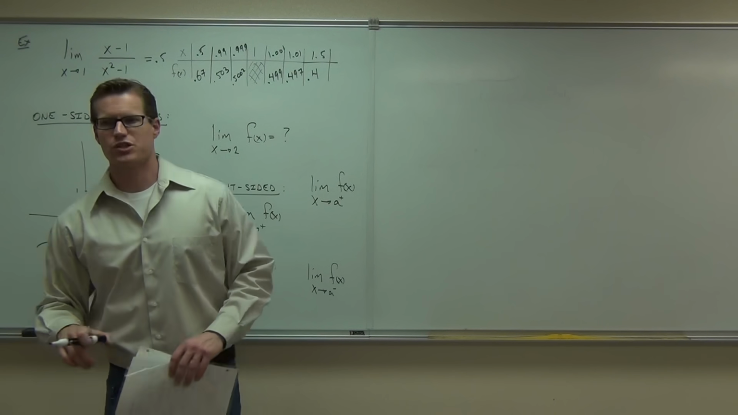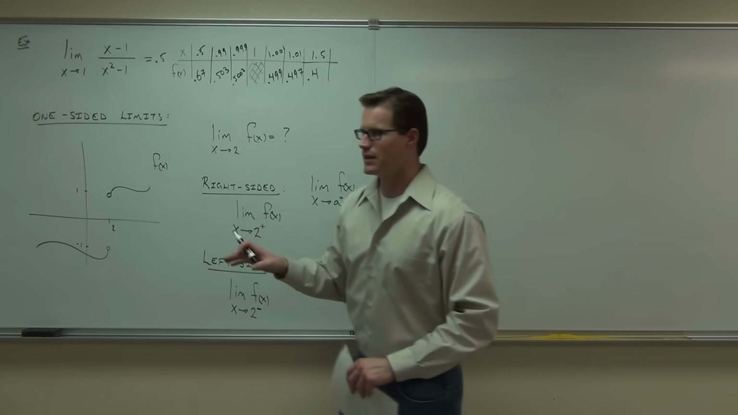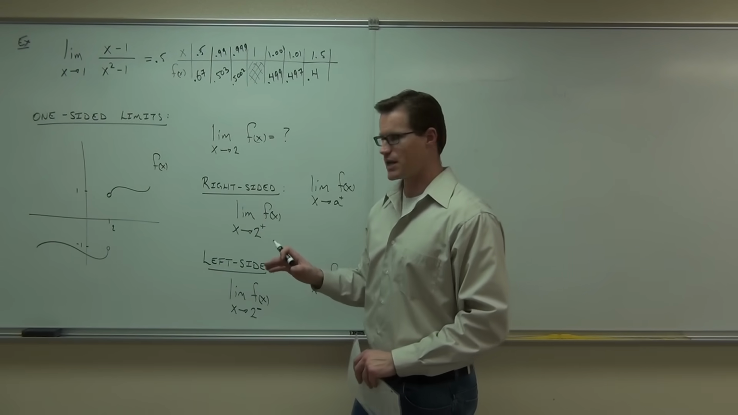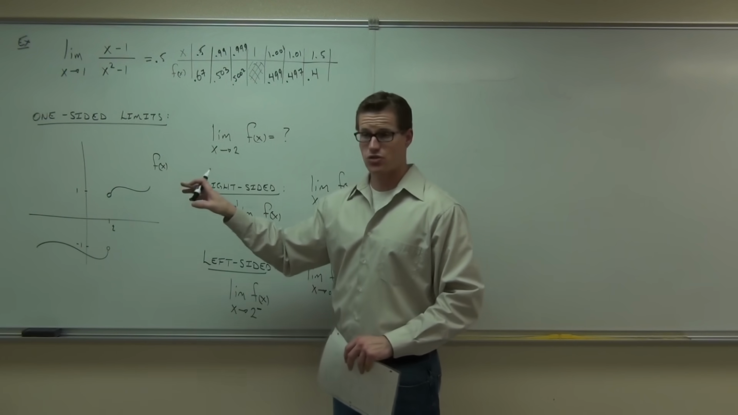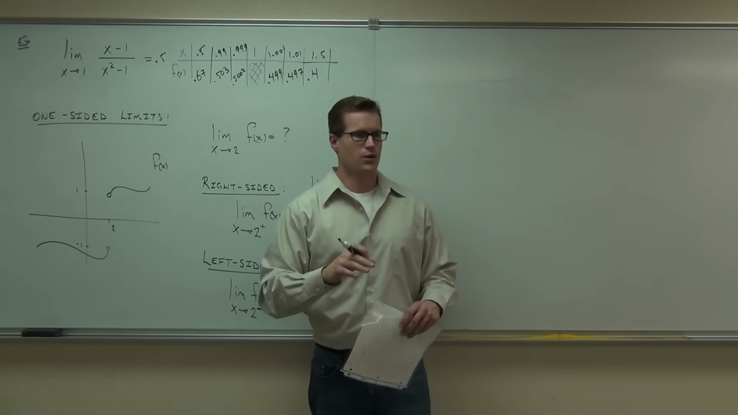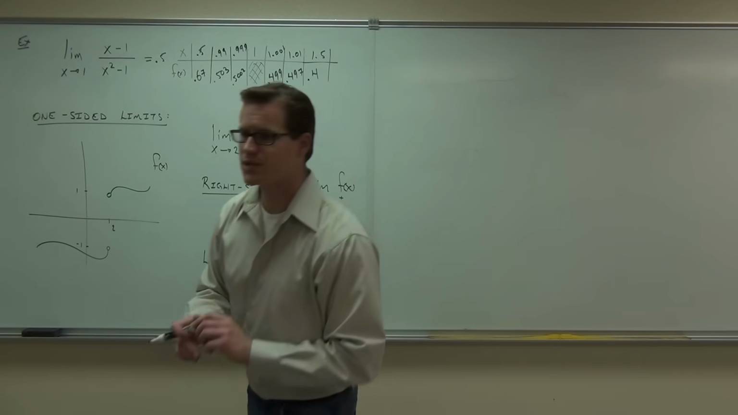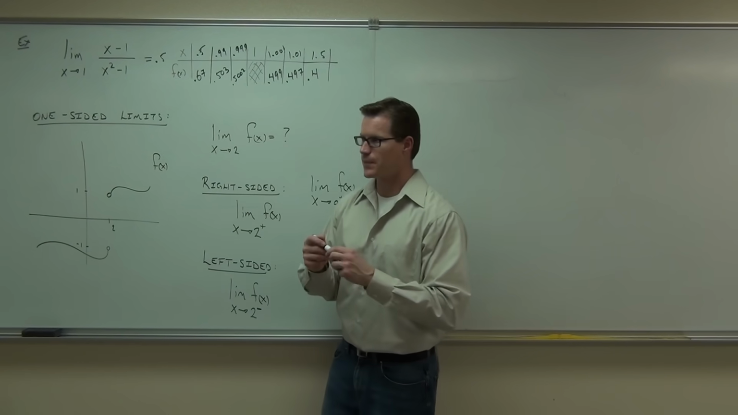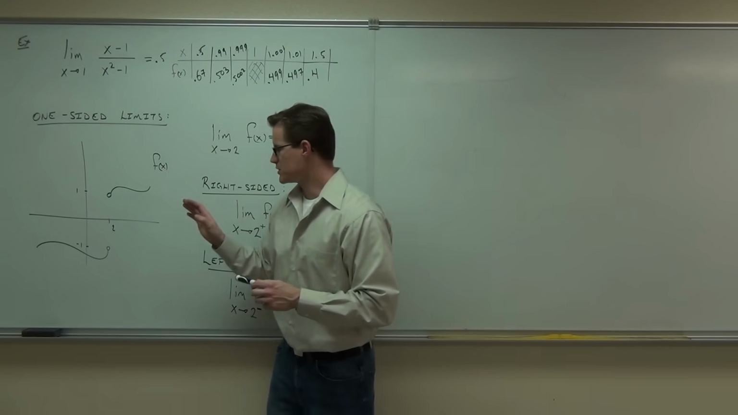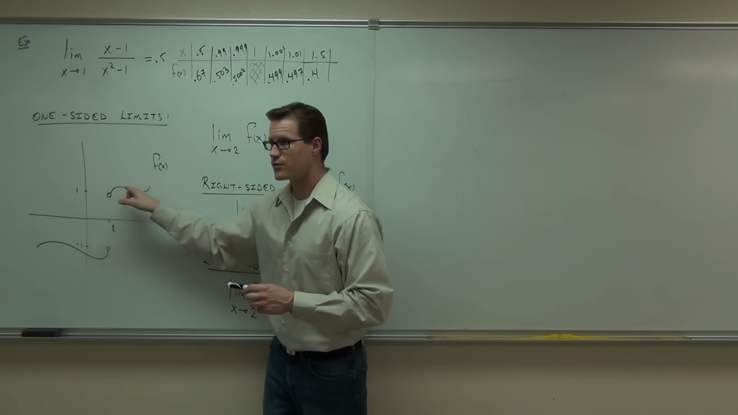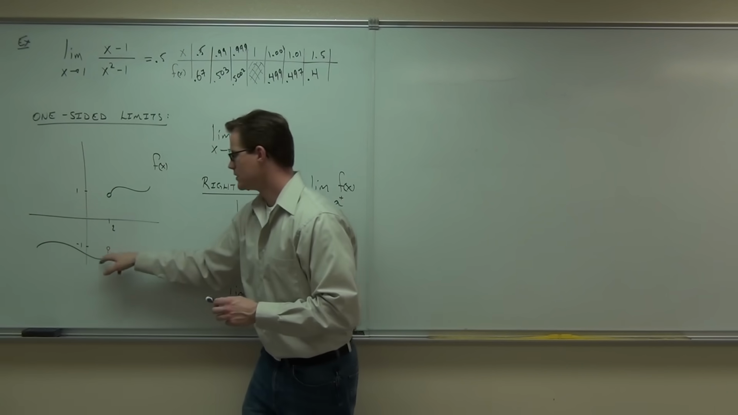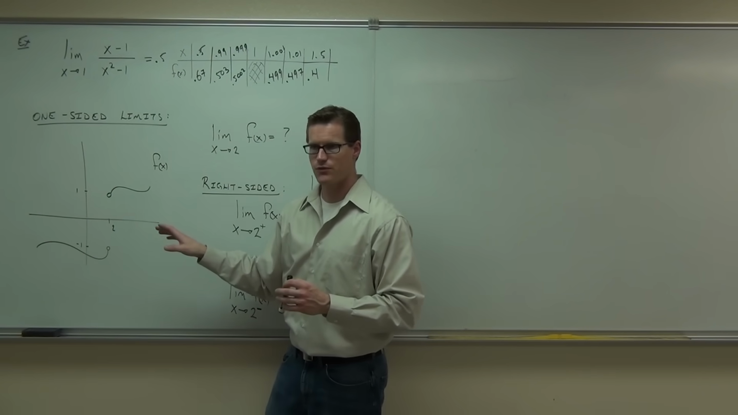So let me ask you a question. Can you find the limits, both right-sided and left-sided, of this function? Let's try that together. Here's what the question asks: what is the value of the function as x approaches 2 from the right side and from the left side? Okay, so follow the function along.